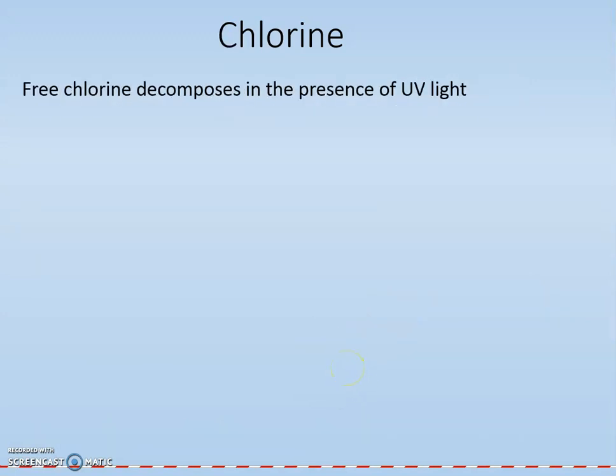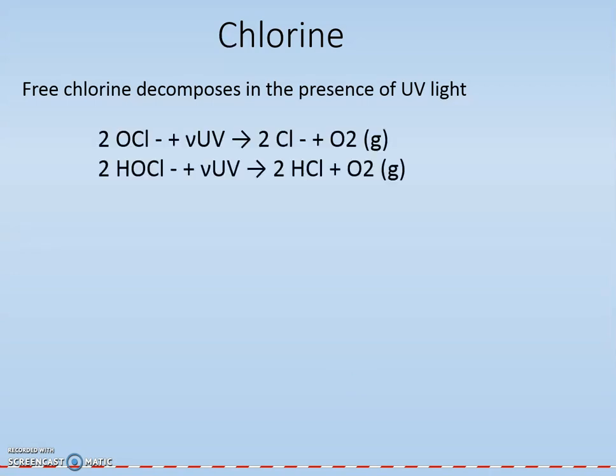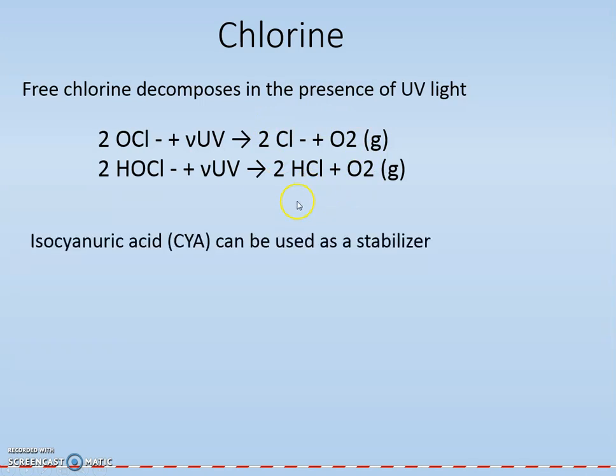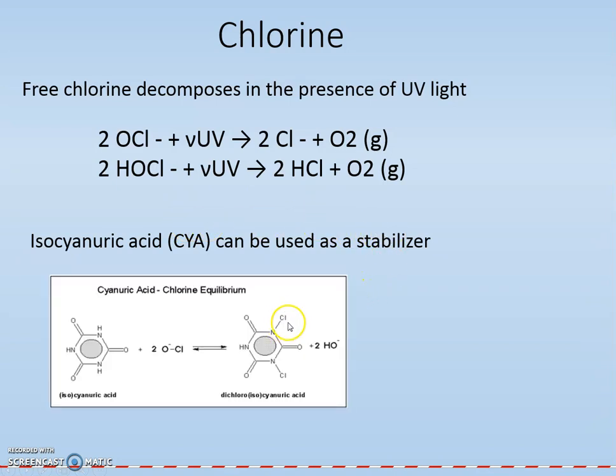So free chlorine, as I mentioned before, decomposes pretty readily in the presence of ultraviolet light. Here's hypochlorite, and here's hypochlorous acid. Both of those, when exposed to ultraviolet light, will break down to fairly innocuous compounds in the water. So isocyanuric acid, or CYA, is used as a stabilizer. That keeps the chlorine from breaking down so rapidly.